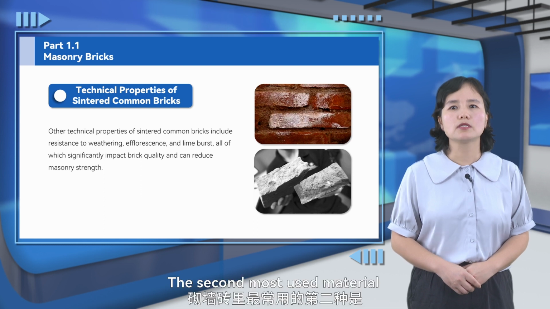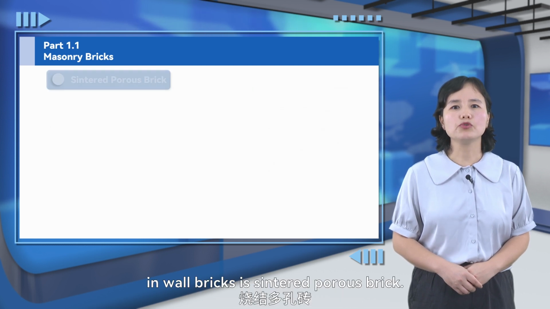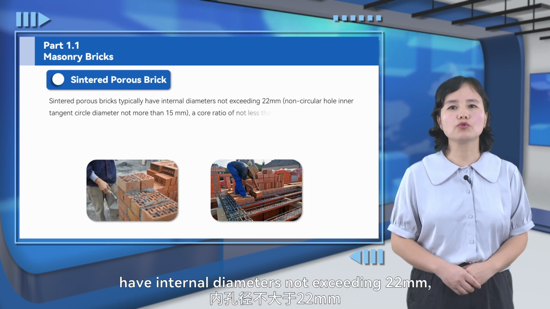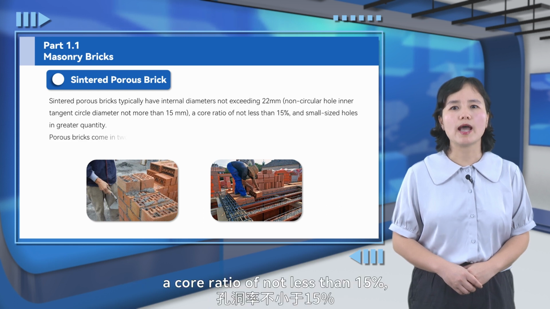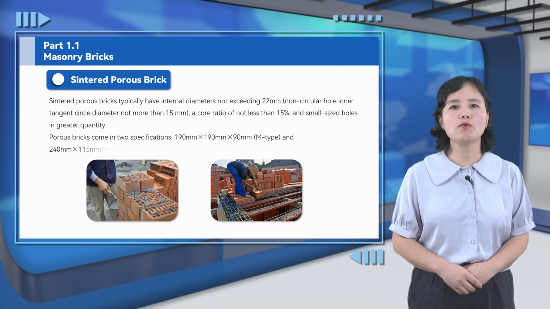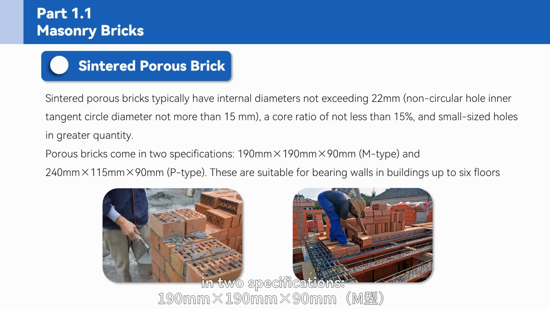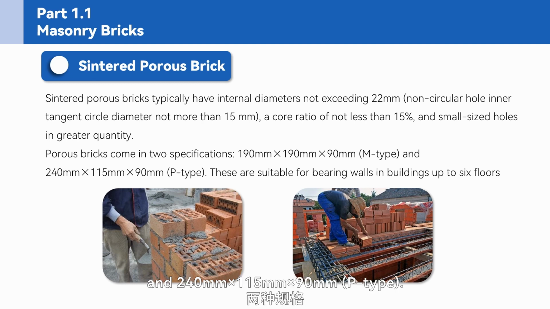The second most used material in wall bricks is sintered porous brick. Sintered porous bricks typically have internal diameters not exceeding 22 mm, a core ratio of not less than 15%, and small-sized holes in greater quantity. Porous bricks come in two specifications: 190 mm times 190 mm times 90 mm, M-type, and 240 mm times 115 mm times 90 mm, P-type. These are suitable for bearing walls in buildings up to 6 floors.